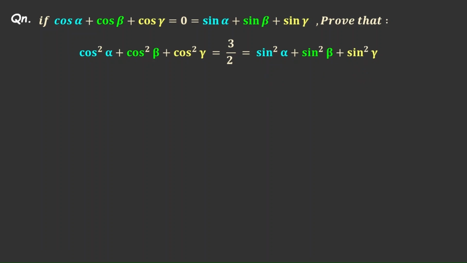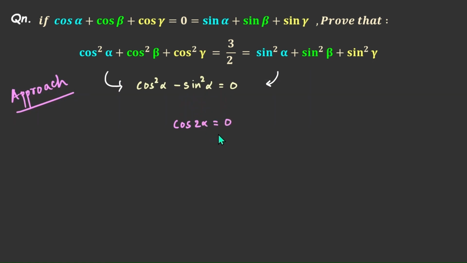And this might seem a bit challenging when we see it the first time. But let's try to figure out what the approach can be for this question. Now we're already given cos alpha plus cos beta plus cos gamma, and this is the equation that we have. The first formula that comes to our head is cos 2 alpha, right? So an approach can be to use this formula, cos square alpha minus sin square alpha, and because of this we also get that cos 2 alpha is equal to 0. Somewhere we can write it for cos 2 beta and similarly cos 2 gamma.